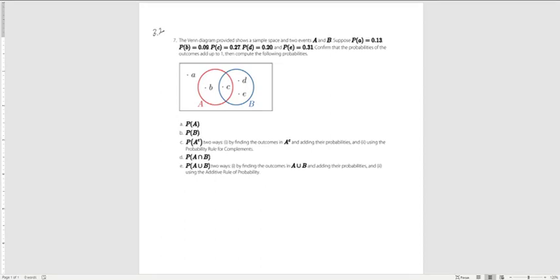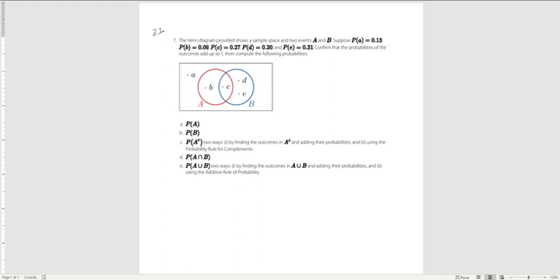Chapter 3, Section 2, problem number 7. Let's look at this one. We've got a Venn diagram. It says it and we can see it. This Venn diagram shows a sample space and two events, A and B. Those are the events, and we have 5 different outcomes that can happen, A, B, C, D, and E.